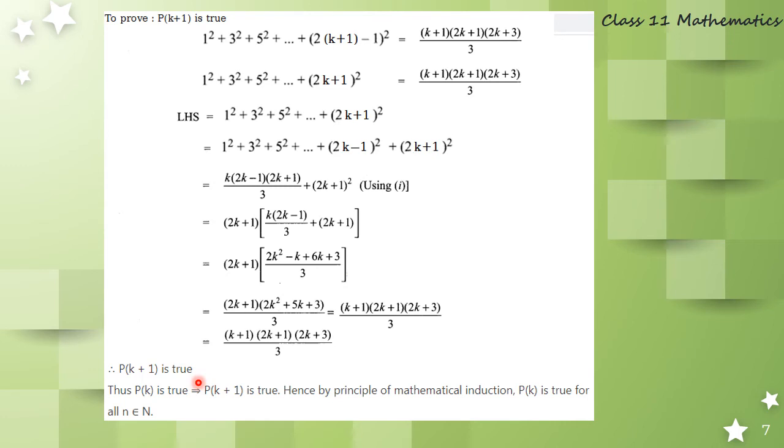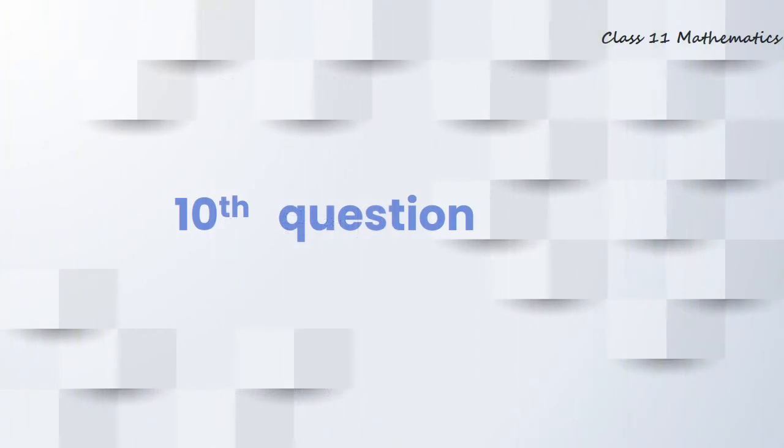So already P of 1 is true, P of k is true, that is from the assumption. Now P of k plus 1 is also true. Therefore by the principle of mathematical induction, P of n is true for all n belongs to capital N. Now question number 10.